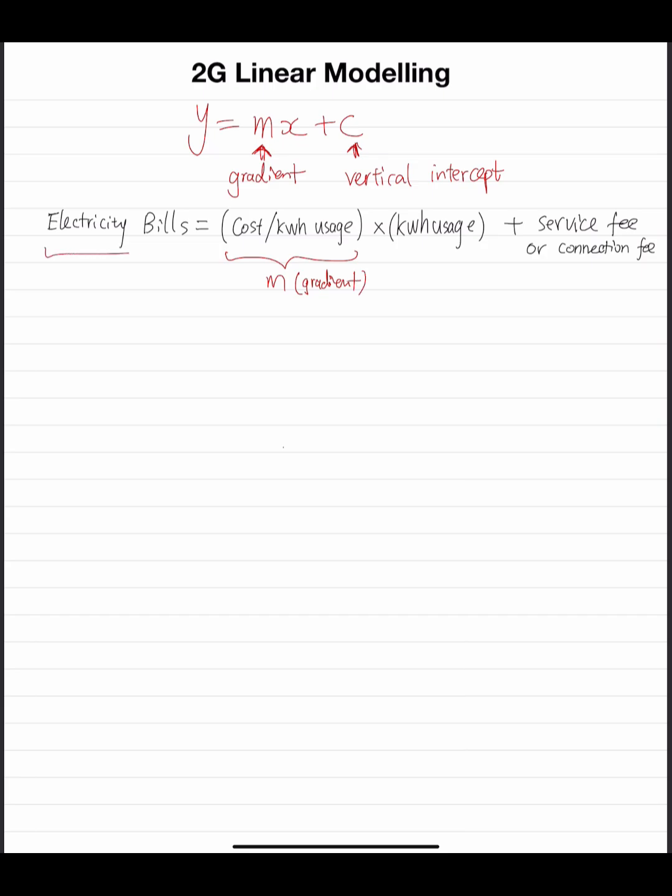And here, this one is, for example, the y. This one here is the x. This one here is the c, or we can say the vertical intercept.